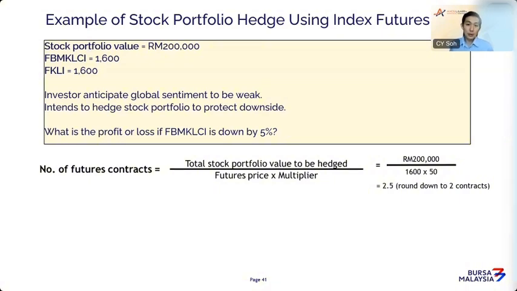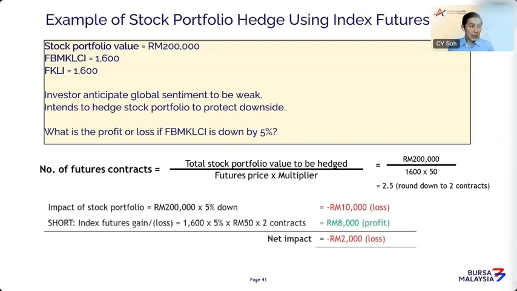So what it means is that you will be protecting your whole 200,000 stock portfolio using 2 contracts only. Okay, and this is how your profit and loss will actually work. The first line: let's say the FBMKLCI is down by 5%. For example, on that day itself, Black Monday, last month. So your impact on your stock portfolio of 200,000 is down by 5%, right? So here you have a loss of $10,000.